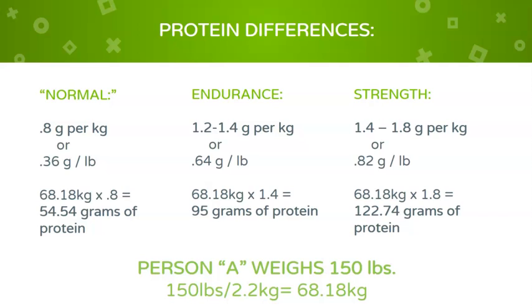So if you see, utilizing the three equations, person A, who is not doing a lot of movement activity, should be consuming 54.5 grams of protein per day. If they, however, become a strength athlete and they're trying to work on strength or increase muscle mass, they should be more than doubling their consumed grams of protein per day. They should go up to 122.74.